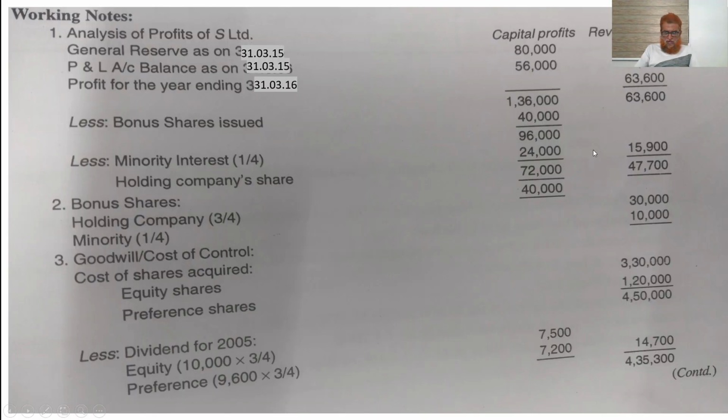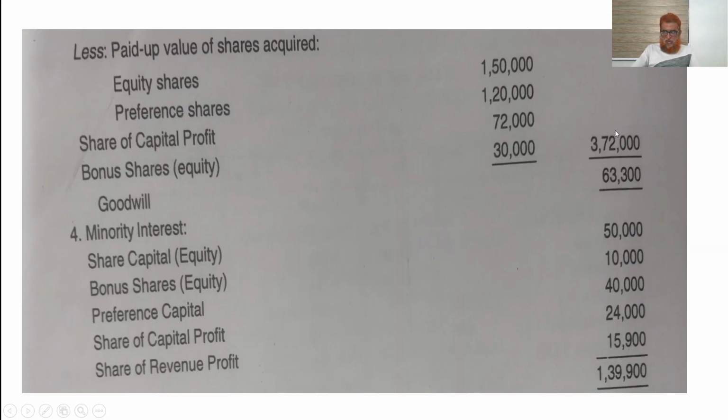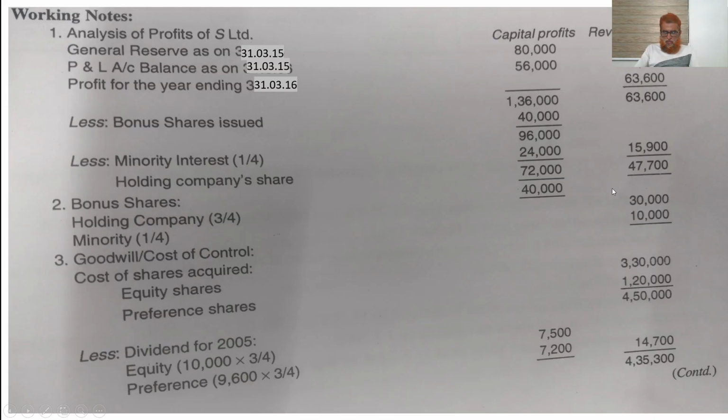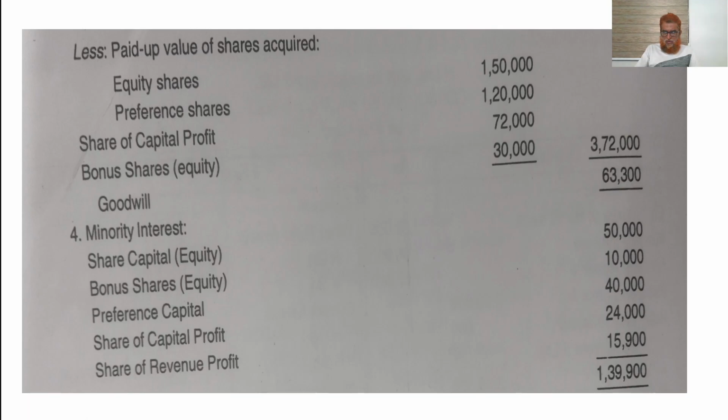This is deducted from this. 4,35,300 minus 3,72,000 comes to 63,300. So cost of control is 4,35,300 minus 3,72,000. So investment is more than paid up value, so it is a goodwill.